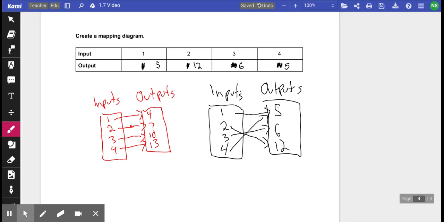So this mapping diagram looks a little bit different than the first one. It's okay to have arrows cross. It's okay to have less outputs than you do inputs. The only thing that wouldn't be okay is if we had one input going to multiple outputs.